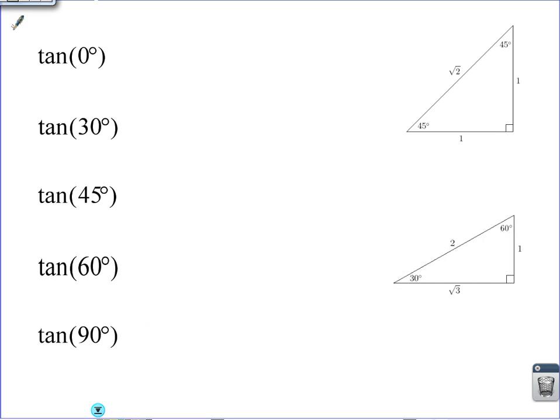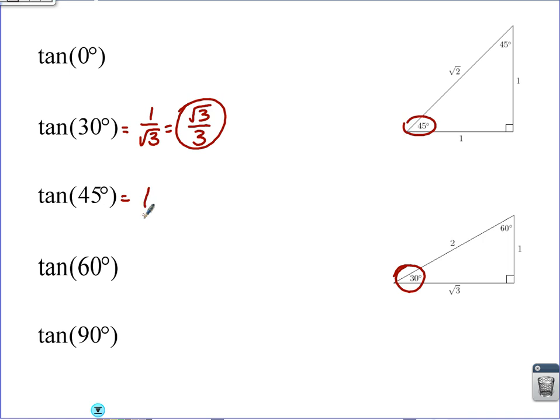Tangents. Let's start with 30 degrees. The tangent of 30, here's my 30. Tangent is opposite over adjacent, which would be 1 over root 3. And when you rationalize that, that would be root 3 over 3. Tangent of 45, there's your 45 degree angle up here. Tangent is opposite over adjacent, which would be 1. Tangent of 60, opposite over adjacent would be root 3 on the bottom. Tangent of 90 is actually undefined.